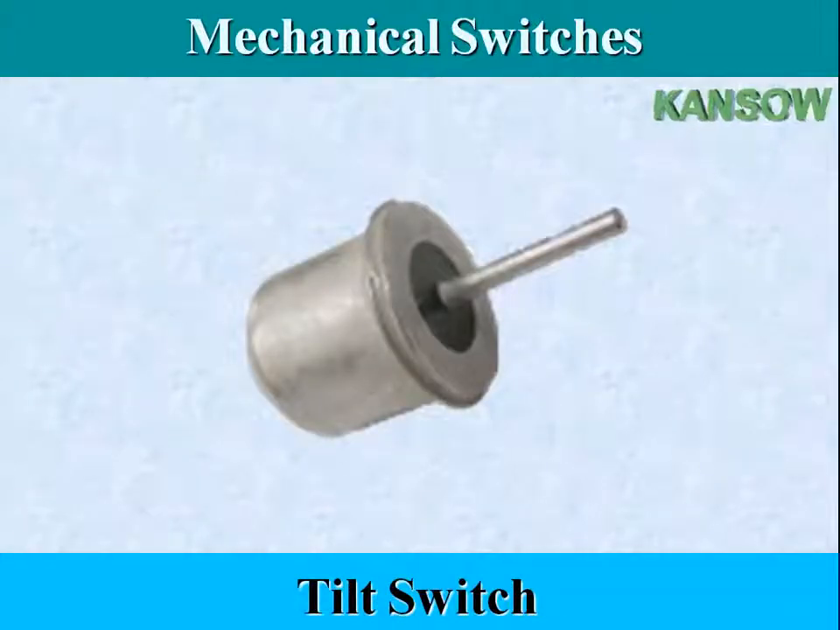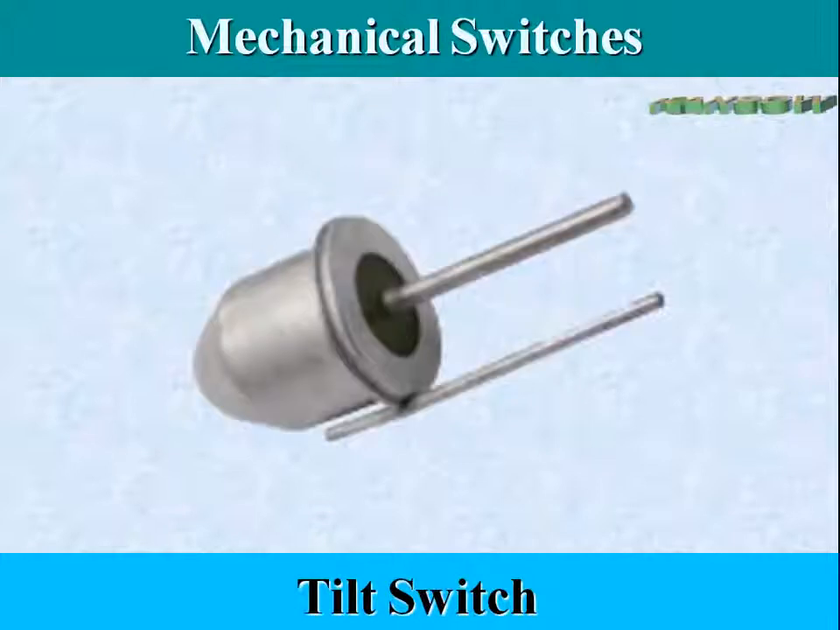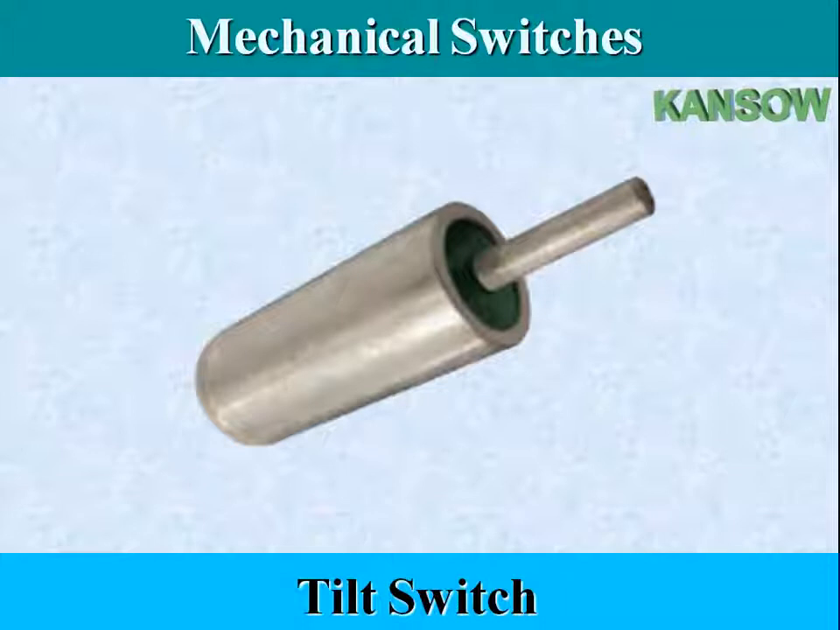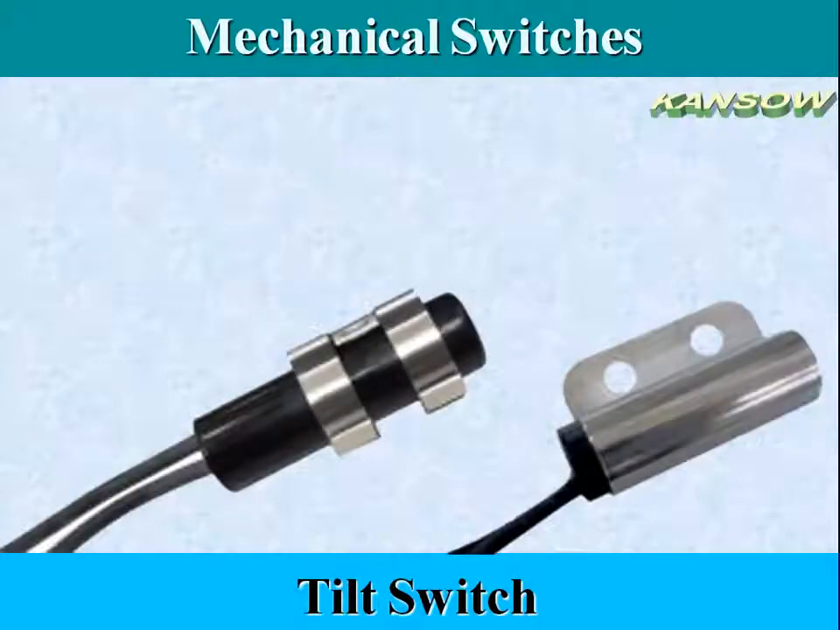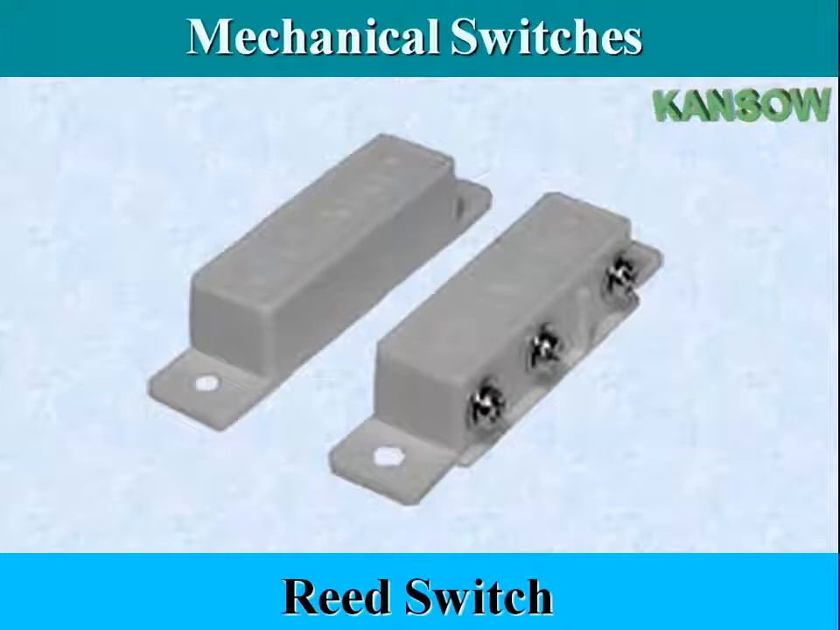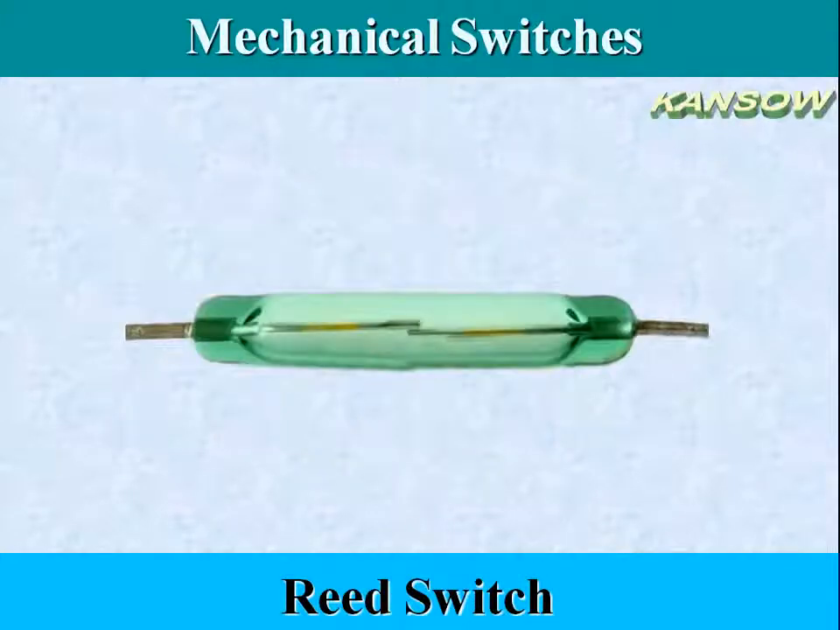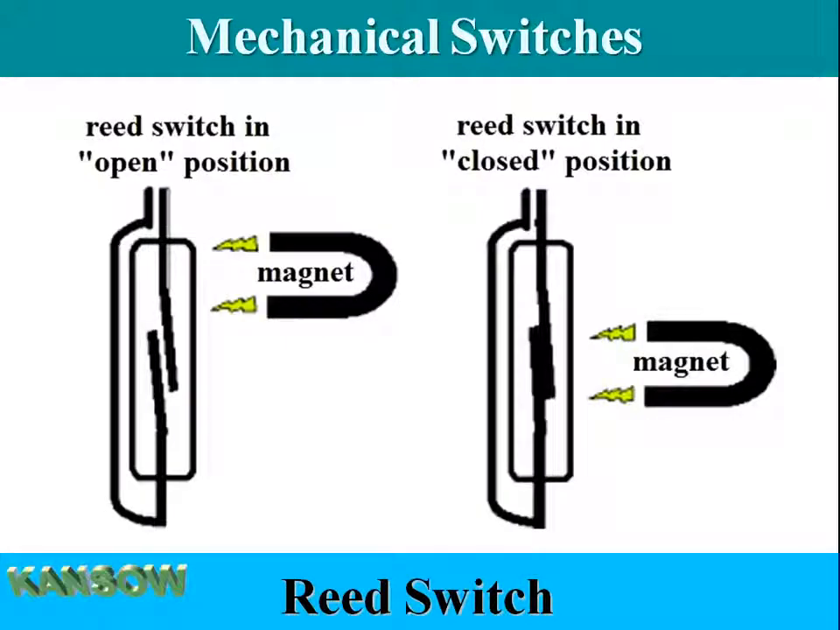A tilt switch is a type of switch that switches at a certain angle as compared to the horizon, similar to the old mercury switch. It is in fact an inclinometer with a switching output. The reed switch is an electrical switch operated by an applied magnetic field. It consists of a pair of contacts on ferrous metal reeds in a hermetically sealed glass envelope.